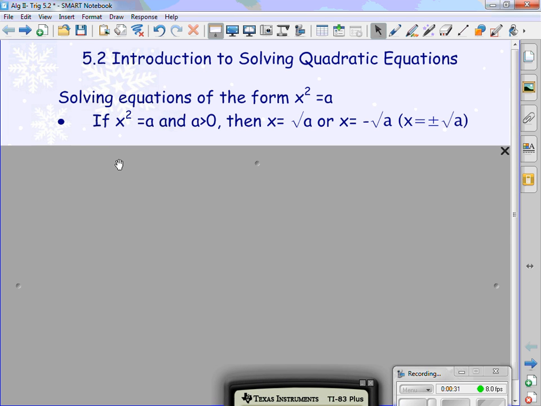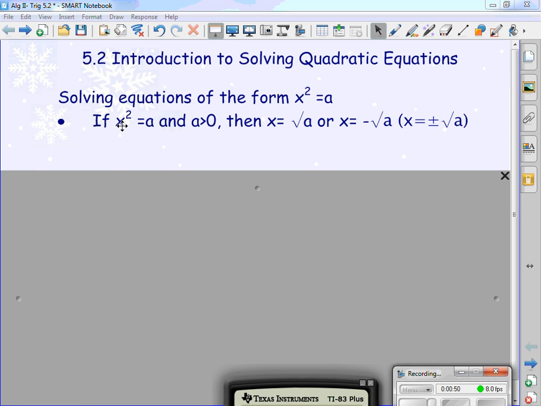If x squared equals a, and a is greater than 0, then x equals the square root of a, or x equals the negative square root of a. The way we usually write it is x equals plus or minus the square root of a.